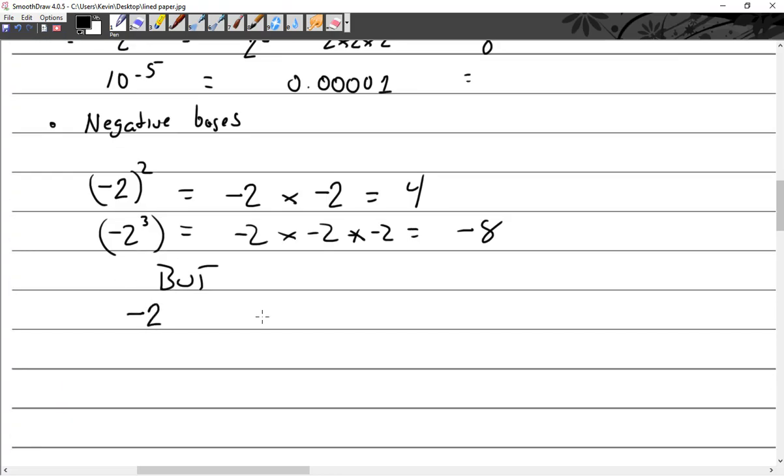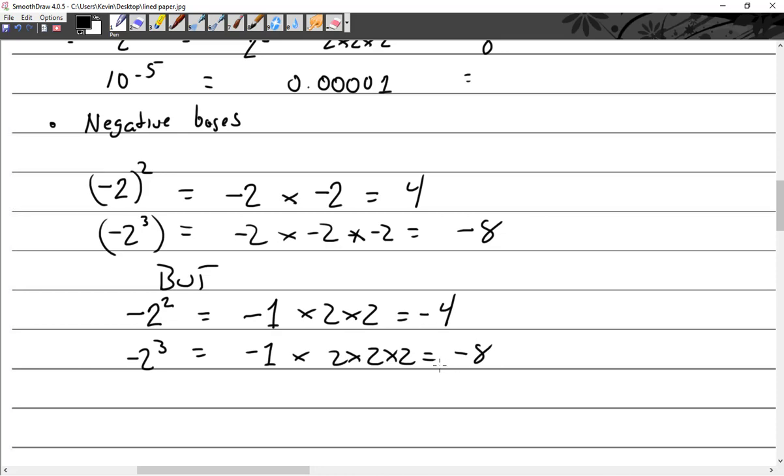All right, but negative 2 squared is different. That equals negative 1 times 2 times 2, which is going to equal negative 4. And then if I had negative 2 cubed, that is going to equal negative 1 times 2 times 2 times 2, which equals negative 8. So you've got to watch if it's in the parentheses. Just remember it's laid out that way.